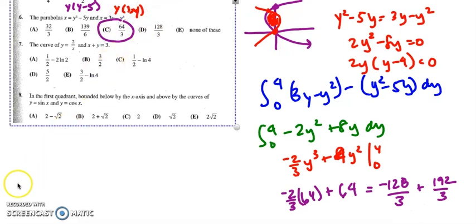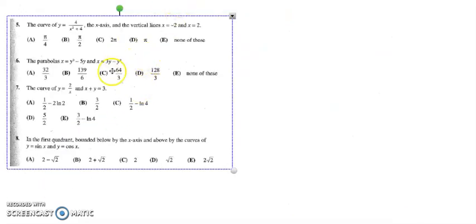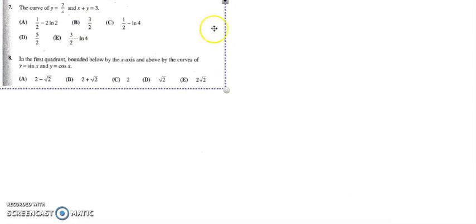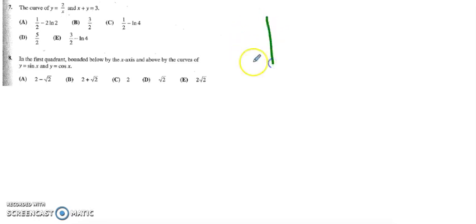I'm going to go ahead and copy this over so now I have a better view of problem number 7. So problem 7 says, let's go ahead and find the intersection of these two curves. We need to find the area in between them. So y equals 2 over x looks like about like that, and it has another branch down there. And then x plus y equals 3 is really y equals negative x plus 3. So that has a y-intercept of 3 and an x-intercept of 3, and it looks like this.